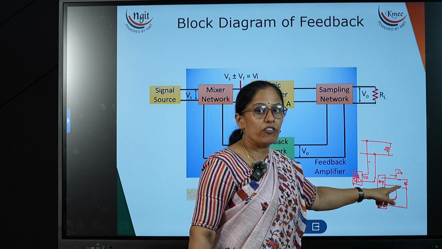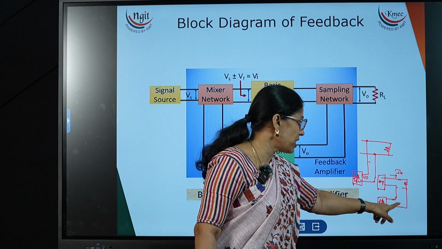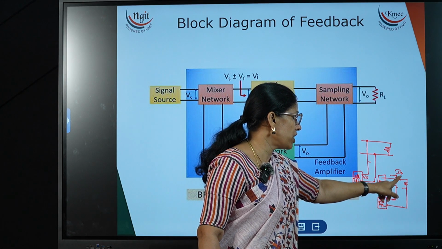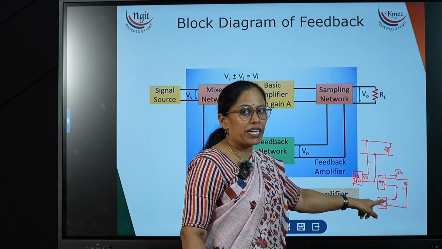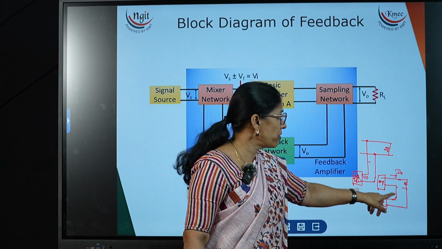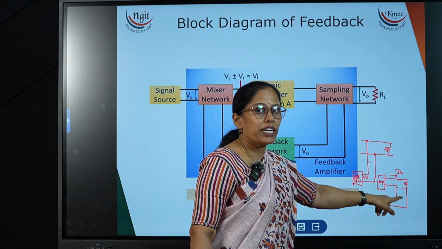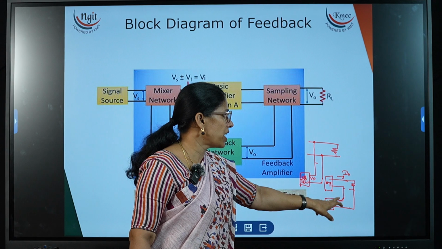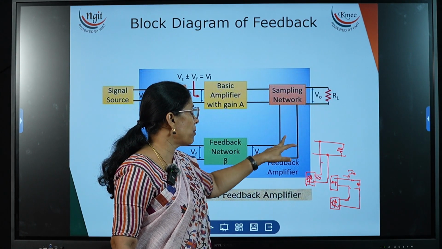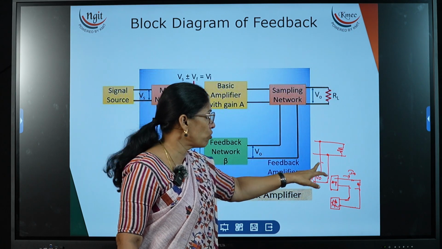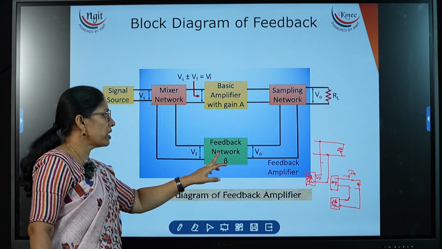Now if we want to take the current as a sample, it means the same output current we have to apply at the input of the feedback network. Currents are the same in a series circuit, so here we have given the series connection. This is called current sampling. This is voltage sampling, this is current sampling. Two types of sampling networks are there, and whichever sampling signal we require, accordingly we make these two connections. After that the signal is given to the feedback network.